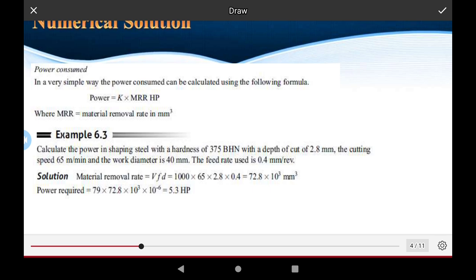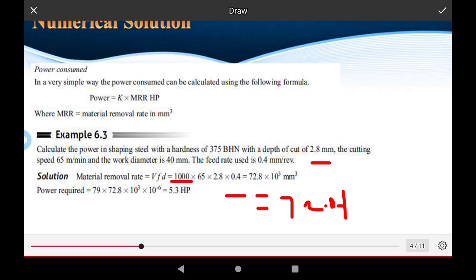So velocity is considered as 65 m/min. To convert meters to mm, 1000 into 65, and the depth of cut is 2.5 mm, into feed rate f. Okay, feed rate is 0.4. Put the value of f as 0.4. The total value given for the metal removal rate is 72.8 into 10 power 3 mm cube.